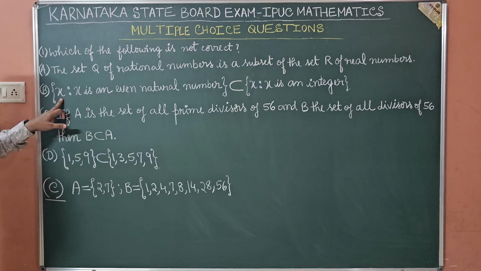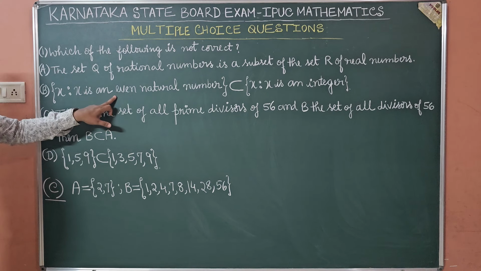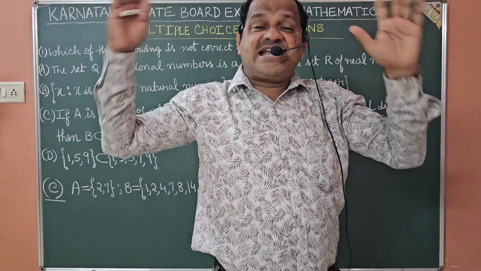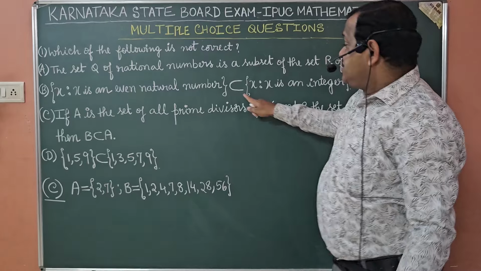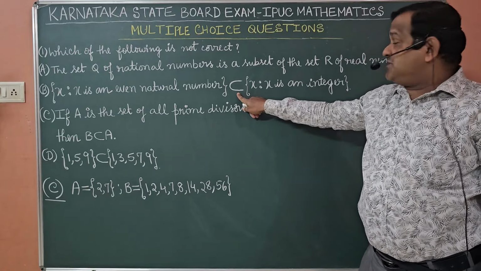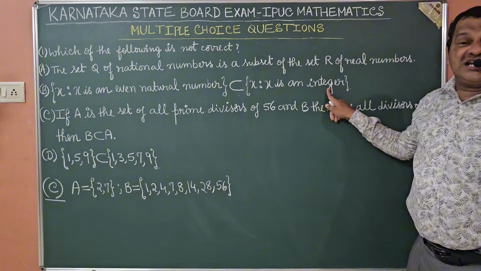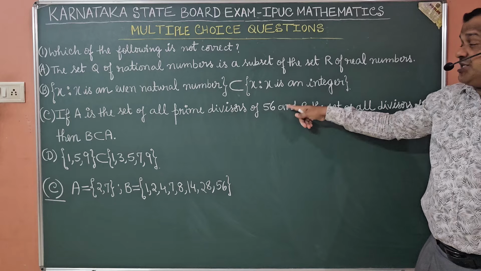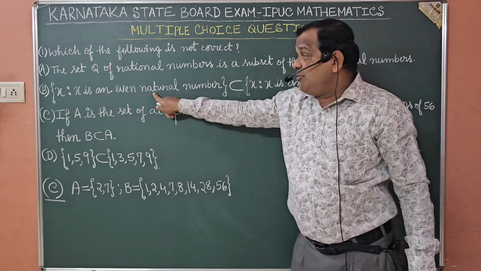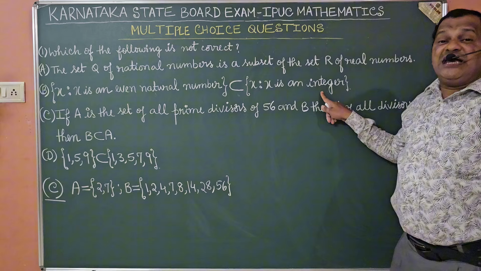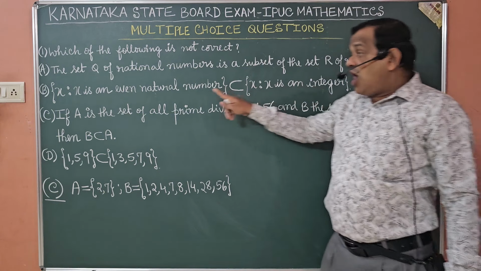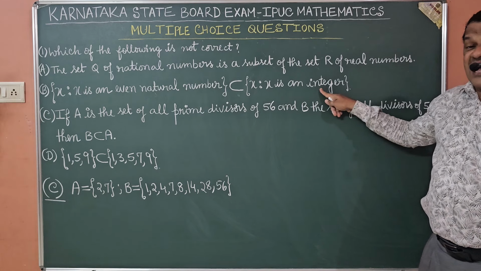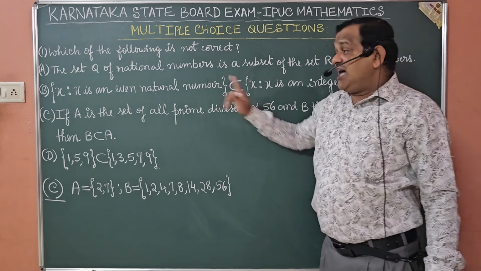Option B is the set of all x such that x is an even natural number. Even natural numbers start from 2, 4, 6, 8, 10, 12, and so on. It is a subset of the set of all x such that x is an integer. Integers contain, as all of you know, 0, plus or minus 1, plus or minus 2, plus or minus 3, plus or minus 4, and so on. Therefore, all the even natural numbers are also integers. But there are integers which are not even natural numbers. For example, if I take -1 or +1, they are integers, but they are not even natural numbers.